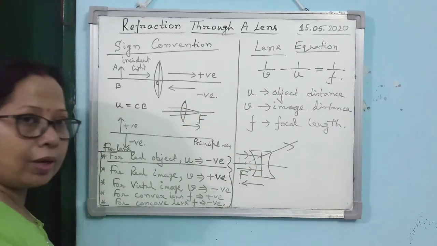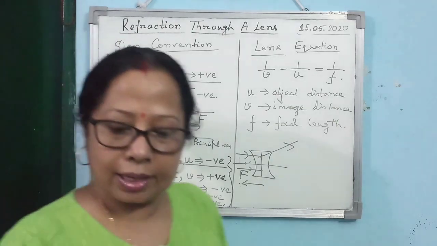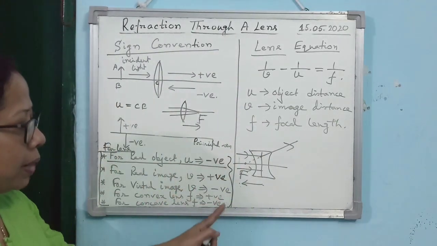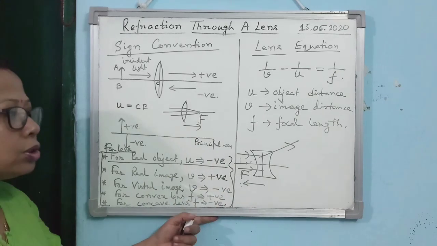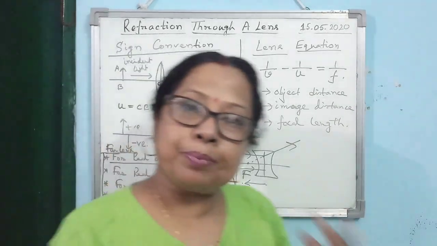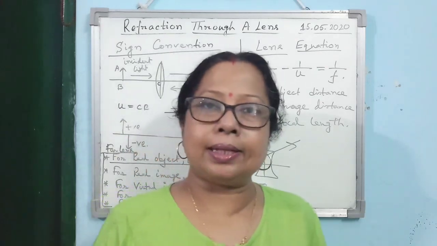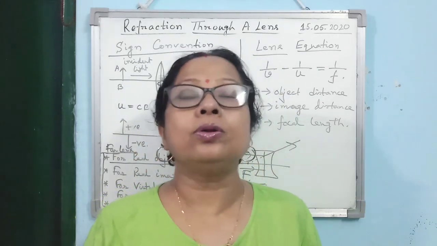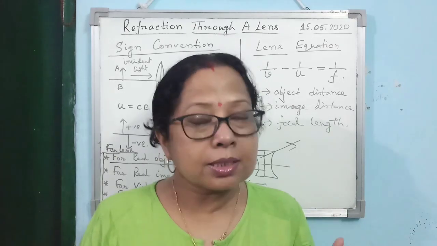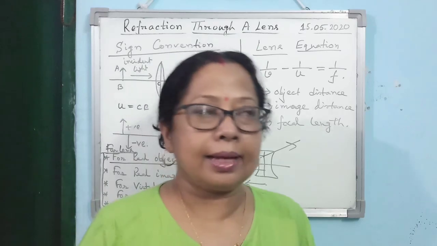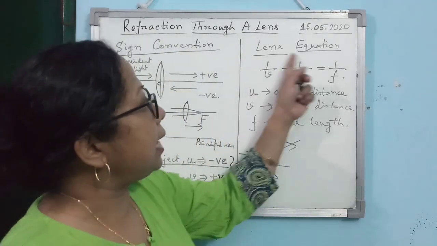So for concave lens, focal length is negative. Alright, so everyone should remember all these 3 points, and those who are able to apply the sign convention directly, well and good, you can apply that. But please note down the 3 statements of sign convention as I dictated. Alright, then next topic is lens equation.